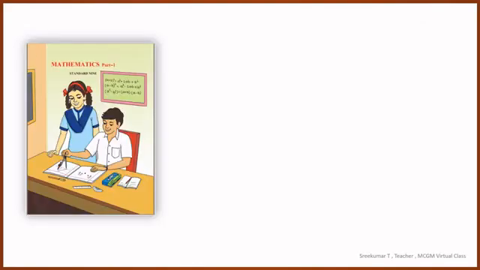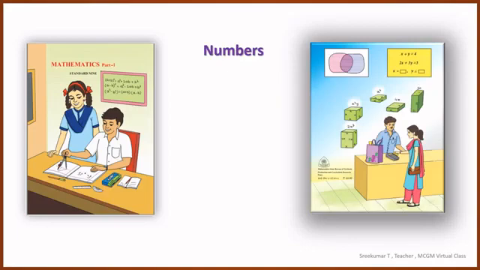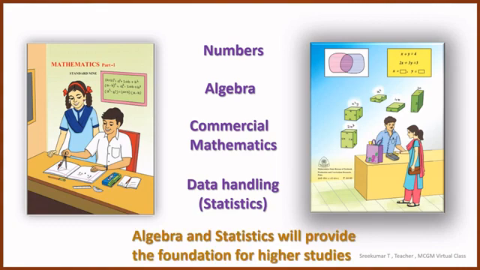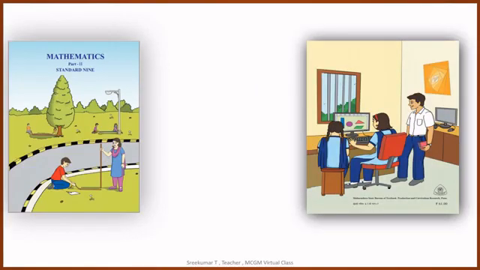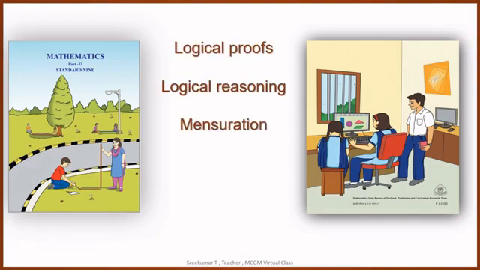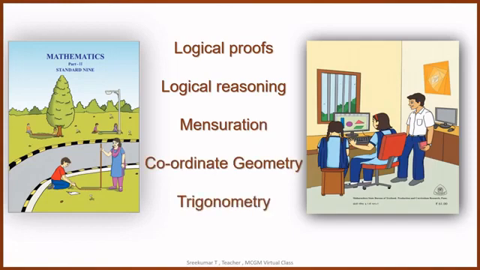Part 1 of your textbook is mainly dealing with numbers, algebra, commercial mathematics, and data handling, that is statistics. Dear students, algebra and statistics will provide the foundation for higher studies. On the other hand, Maths Part 2 is mainly dealing with logical proofs, logical reasoning, mensuration, coordinate geometry, trigonometry, etc. Some of these topics are new to you, especially coordinate geometry and trigonometry.